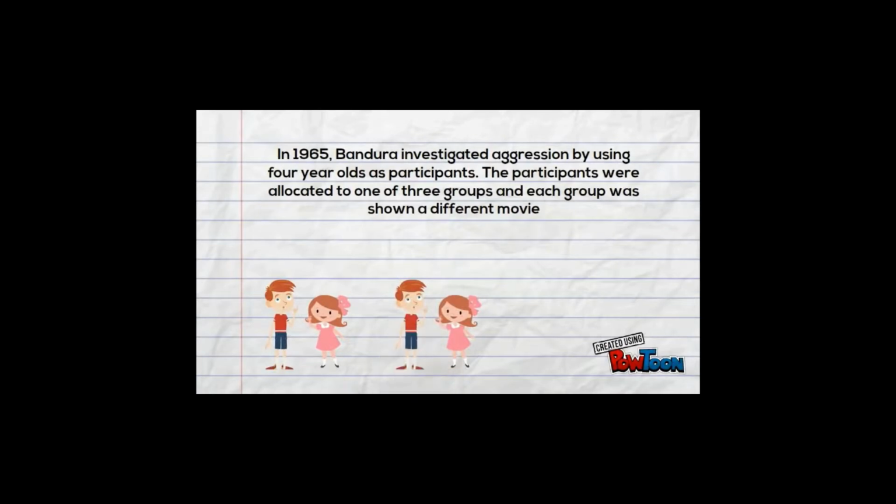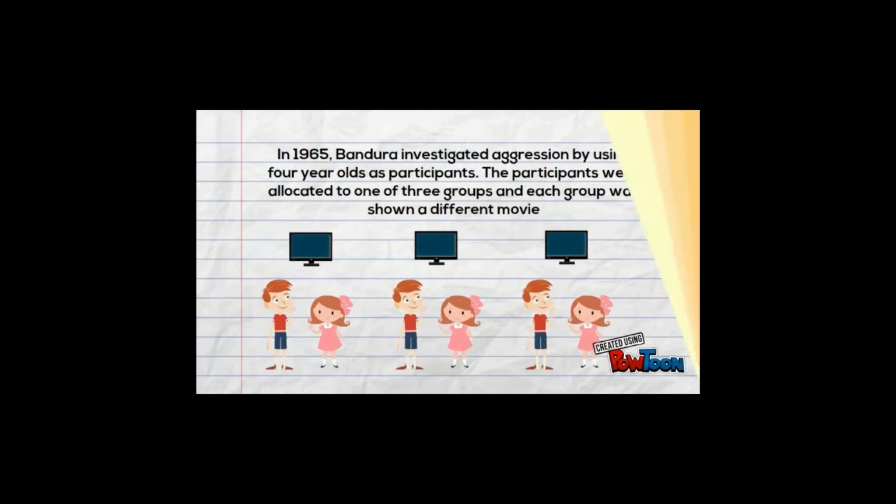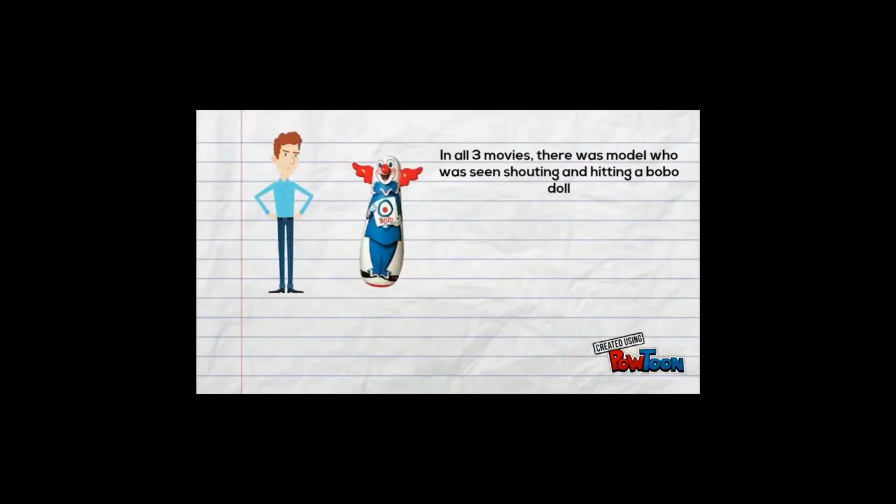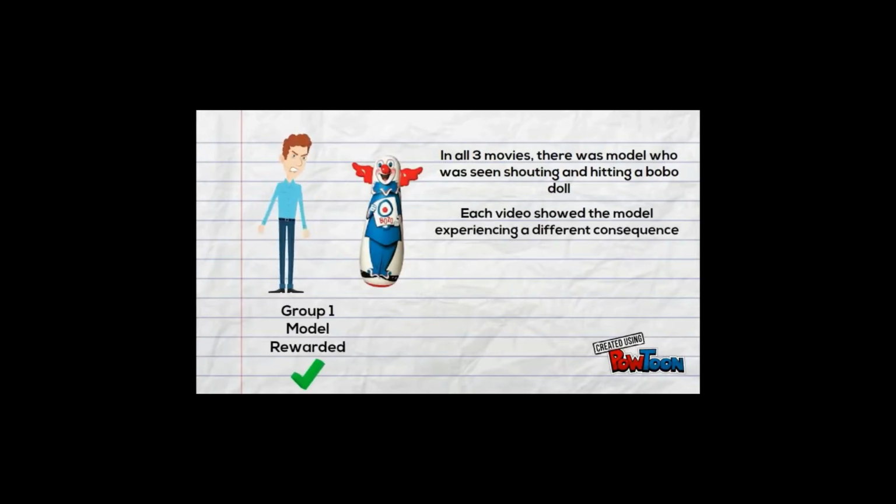In 1965, Bandura investigated aggression by using 4-year-olds as participants. The participants were allocated to one of 3 groups and each group was shown a different movie. In all 3 movies, there was a model who was seen shouting and hitting a Bobo doll. Each video showed the model experiencing a different consequence.